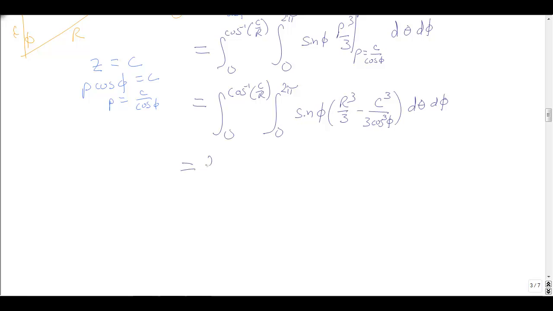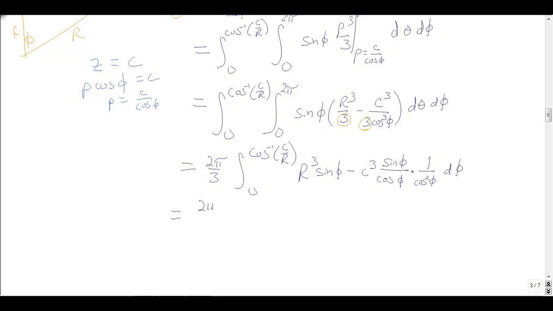So I'm going to do that. I get my 2 pi. I'm also going to factor out this 3 that shows up in these two denominators, just to get that out of there. So I get 2 pi over 3, and I'll have an integral from cosine inverse c over r. What I'm left with is r cubed sine phi minus c cubed sine phi over cosine cubed phi. I'm going to write this in a funny way: sine phi over cosine phi times 1 over cosine squared phi, d phi.